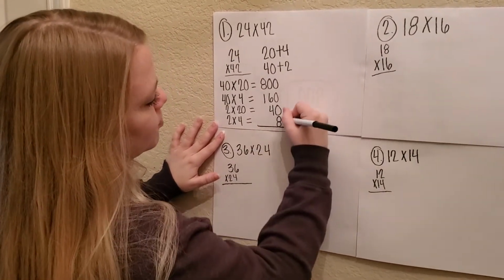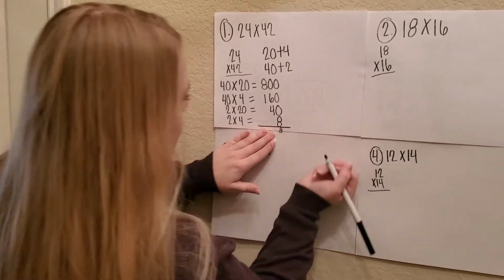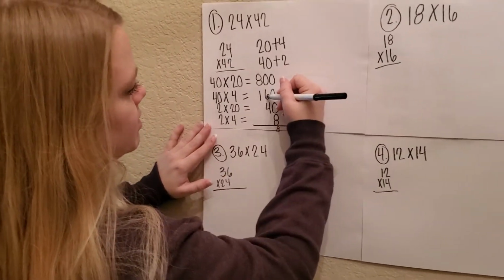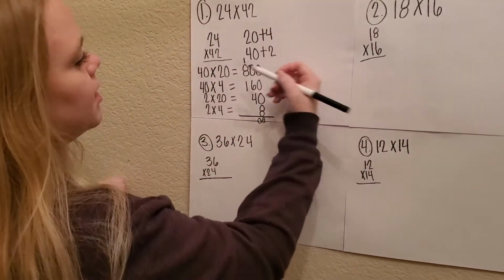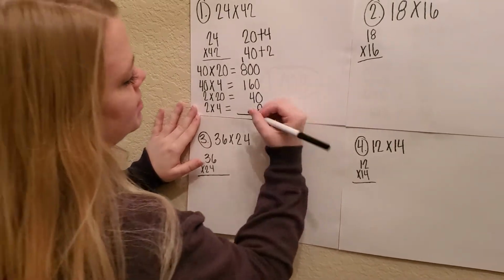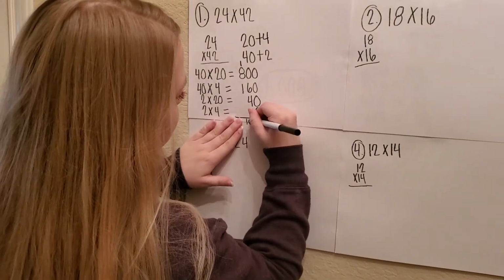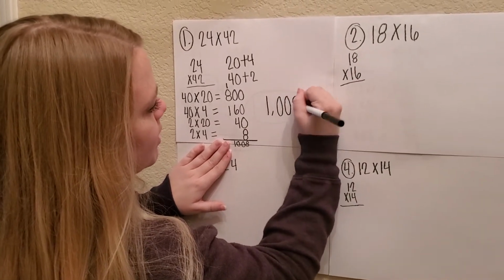So we're going to bring down our 8 since it's not added to anything. Then 6 plus 4 is going to give us 10. So we carry the 1. 8 plus 1 plus 1, so that's 10. We're going to bring our 10 down. So our answer will be 1008.